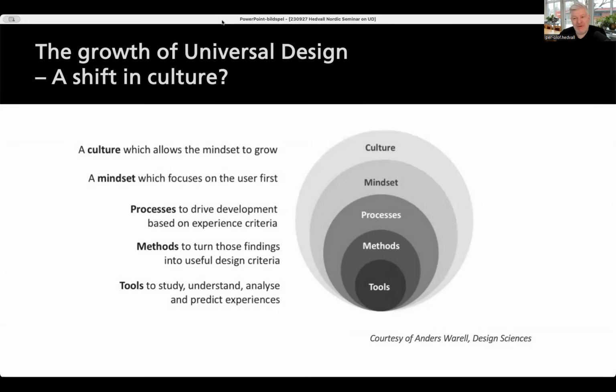Here is a model that I borrowed from a colleague, Anders Varell. He puts 5 circles on top of each other. When we work traditionally with accessibility, we often focus on tools and methods. But those tools and methods are part of processes. And those processes are part of and affected by the mindset. And the mindsets are affected by the outer ring, culture. And I believe when we work with universal design, we need to be aware of all 5 and work deliberately with all 5 of these aspects, not just tools and methods, but also culture and mindset.